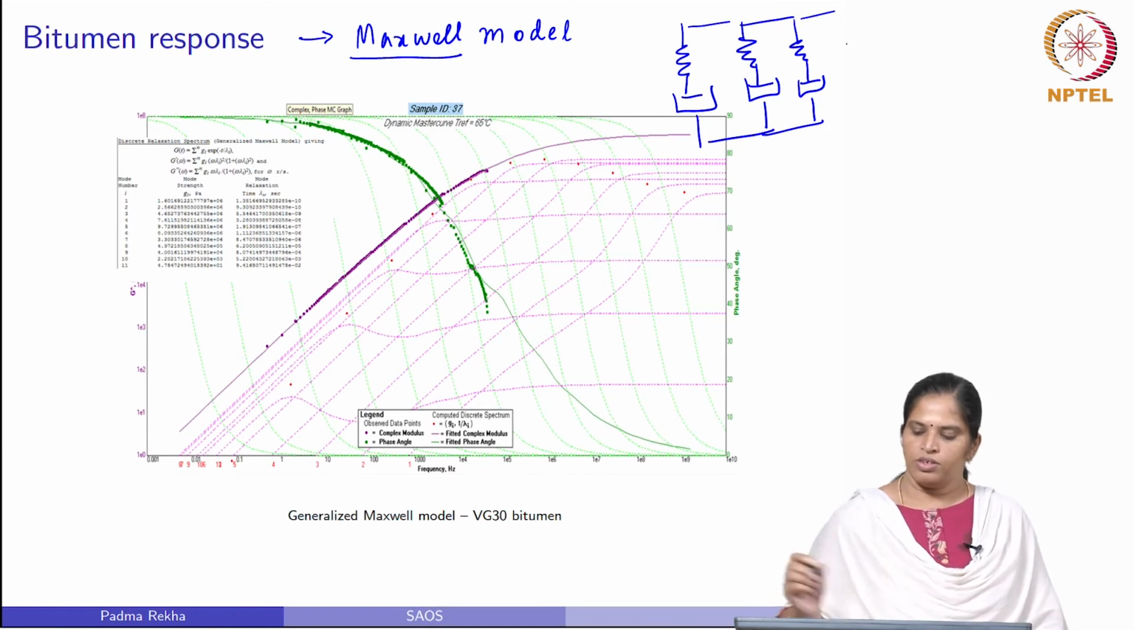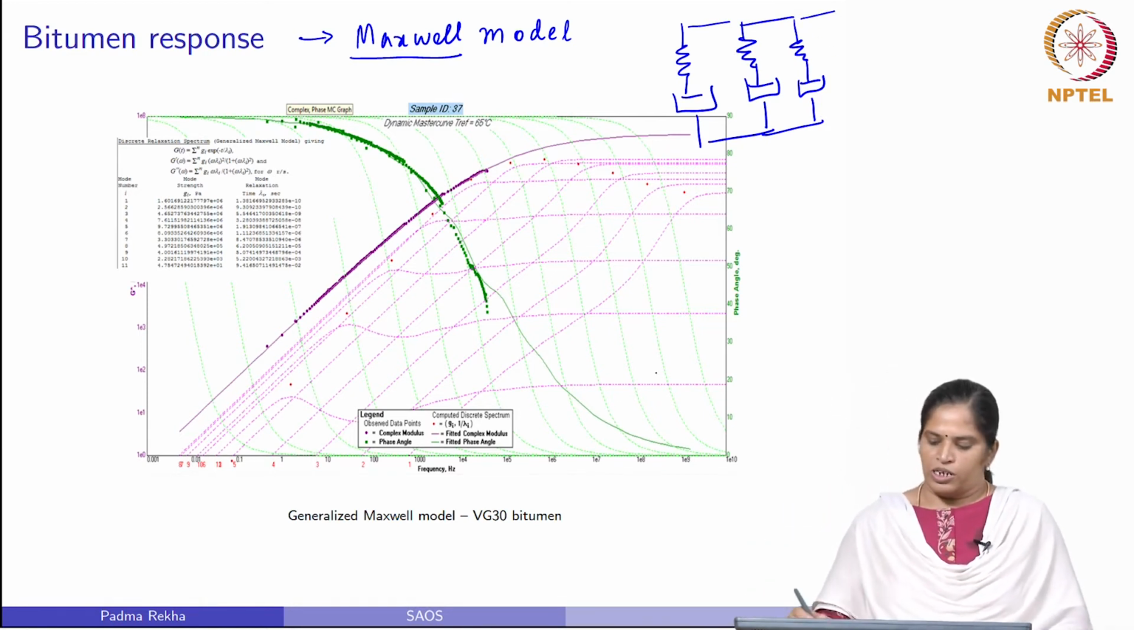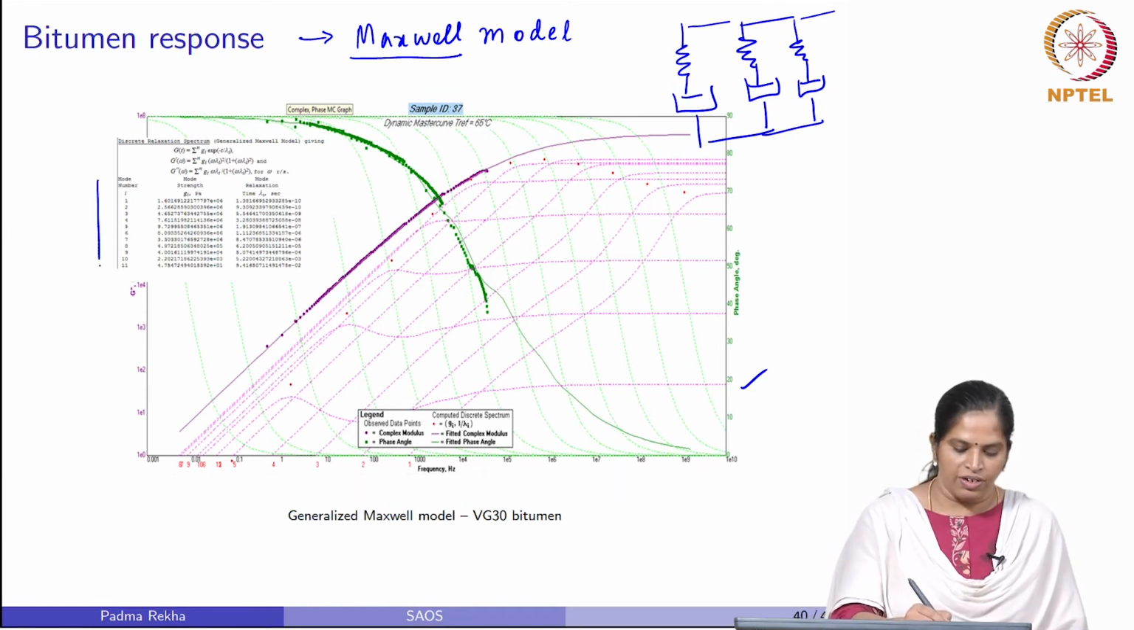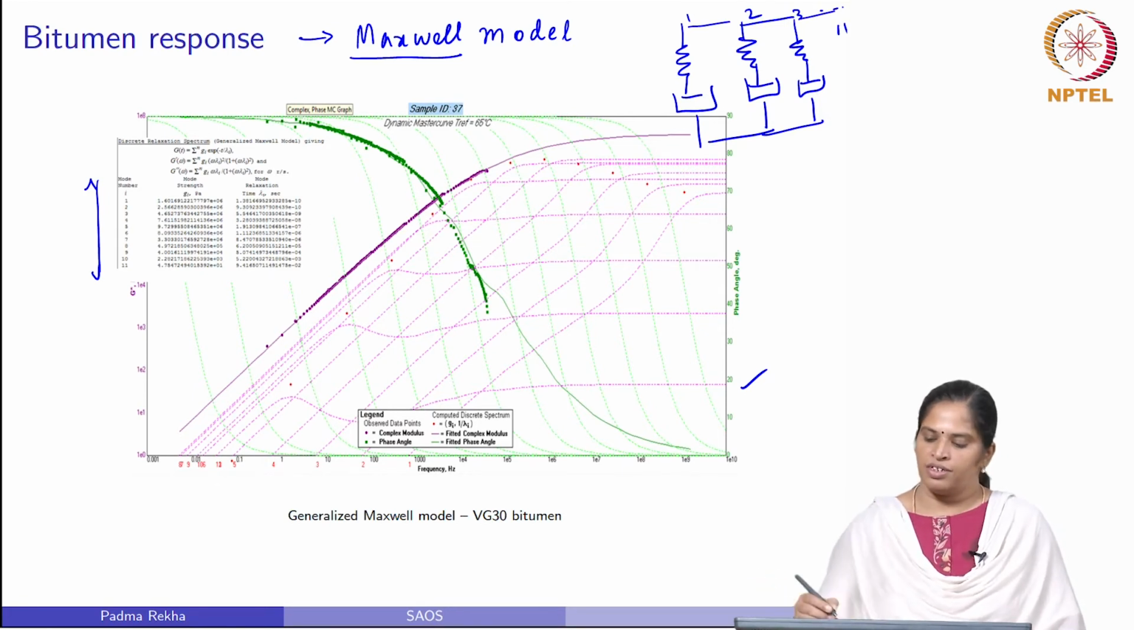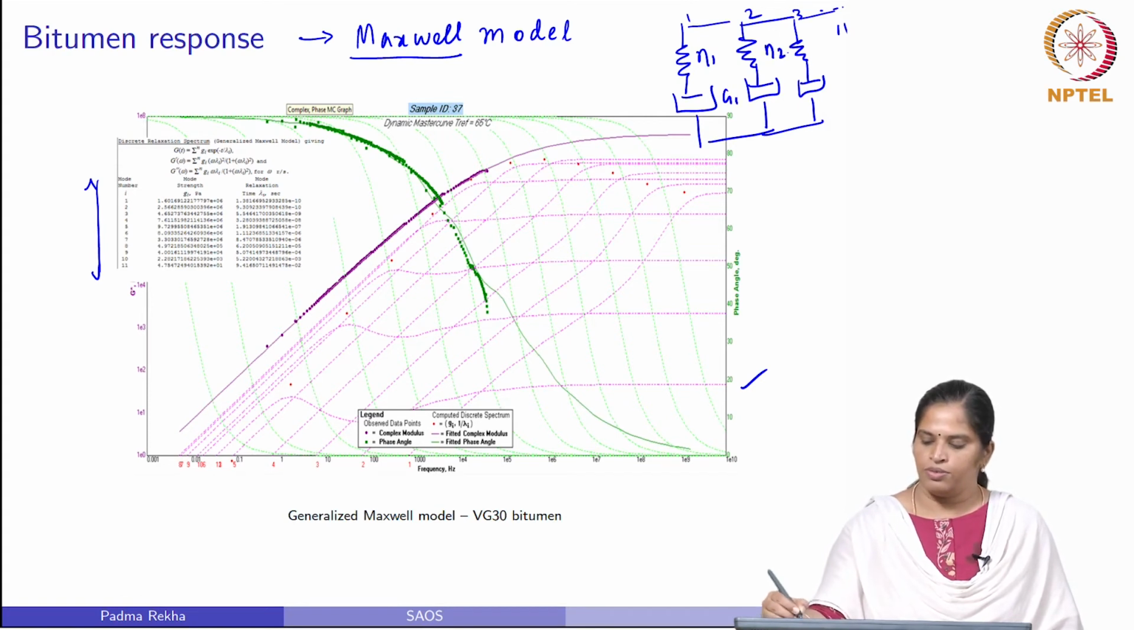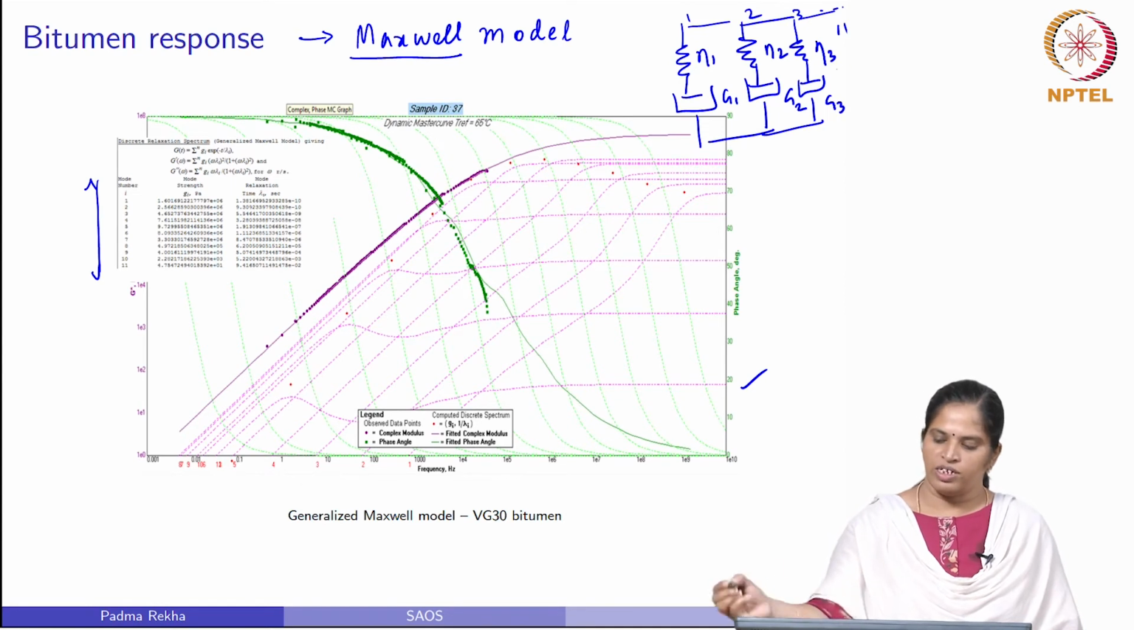So, for this model prediction, maybe eleven relaxation modes are like this. So, you have eleven components, like this, with eta 1 G1, eta 2 G2, eta 3 G3, and it goes like this.